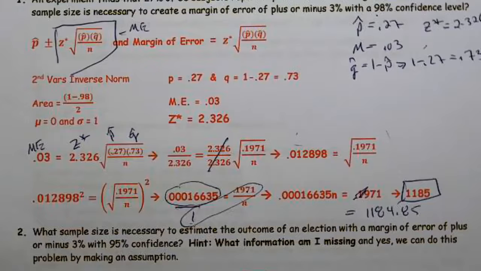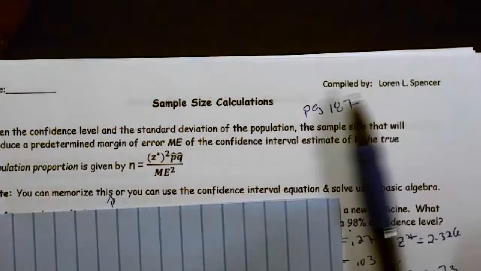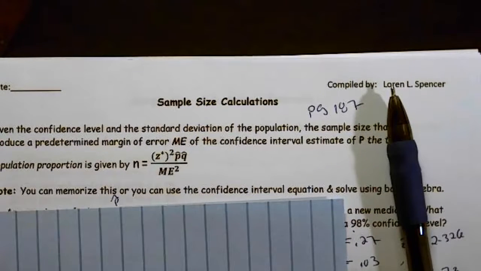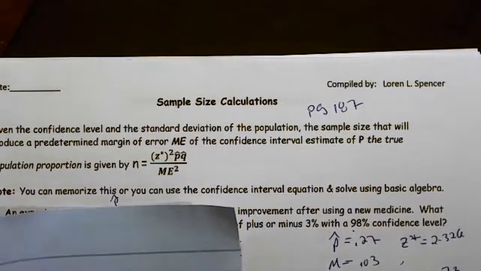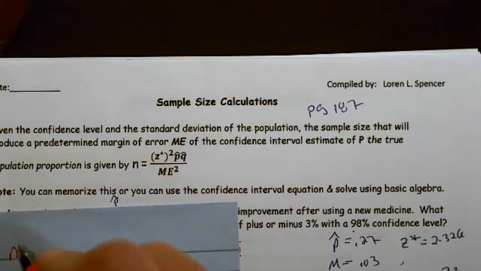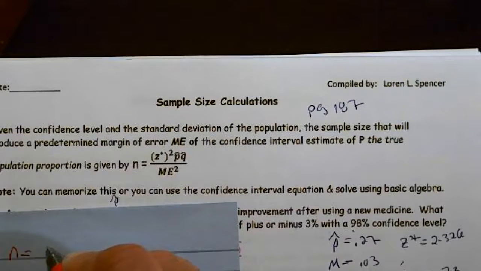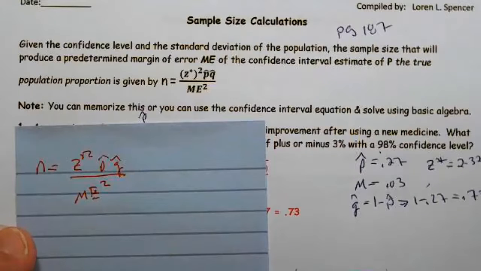Now, I said I would do this for those of you who want to memorize the formula. And I will say this, the formula is pretty easy to use. It's just you all have to memorize so much stuff for the online test that I don't like it. I don't like having to memorize anything else. But if you're good at memorization, this is actually a fairly easy formula to use. So I'm going to write it down: Z star squared, and then P hat, Q hat, over ME squared. All right, so that's our formula.